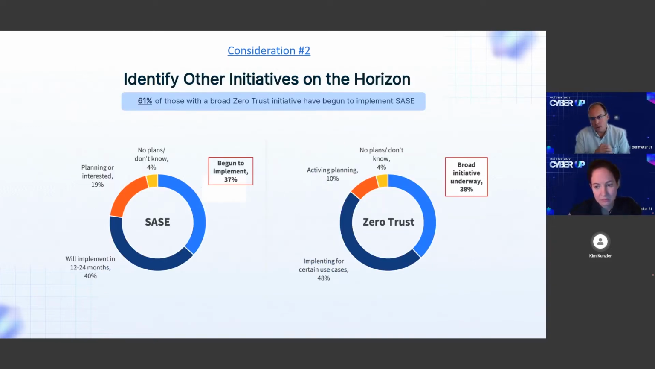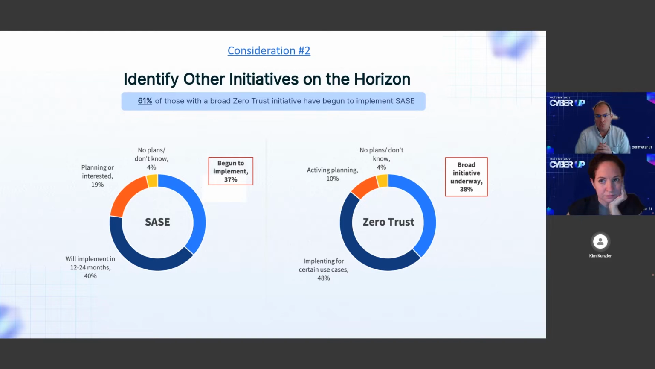So I mentioned other initiatives on the horizon, Zero Trust in particular. And on the left is kind of the data I shared before with regards to where organizations are with SASE. And on the right is where organizations are with Zero Trust. And the Zero Trust data is a little less indicative of the market as a whole, because we did talk to respondents that were kind of moving forward, are very aware of Zero Trust, so they were more likely to have these initiatives underway. But still, 38% say they have a broad Zero Trust initiative underway, as opposed to just looking at Zero Trust from a use case perspective.